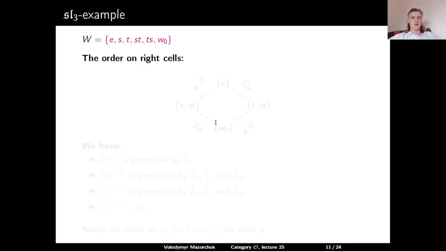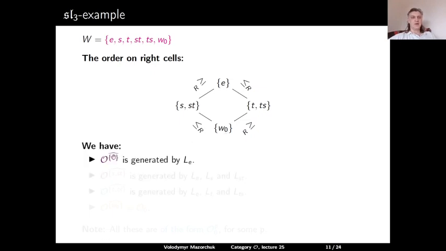So we have the following right order on the set of right cells of W. We have the minimum right cell E and the maximum right cell W0. And then we have two intermediate right cells, the one consisting of S and ST, and another one consisting of T and TS. These two right cells are not comparable with each other. But of course, they are comparable with the minimum one and the maximum one.